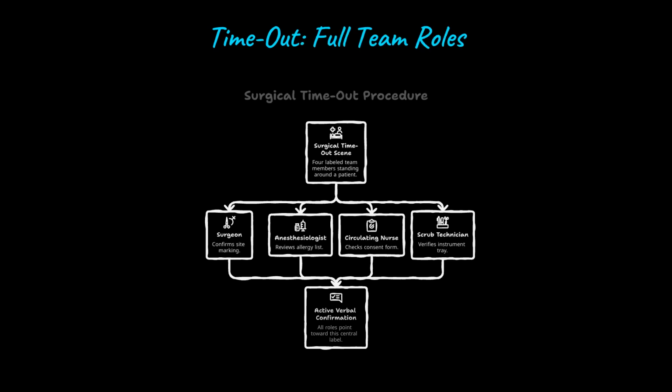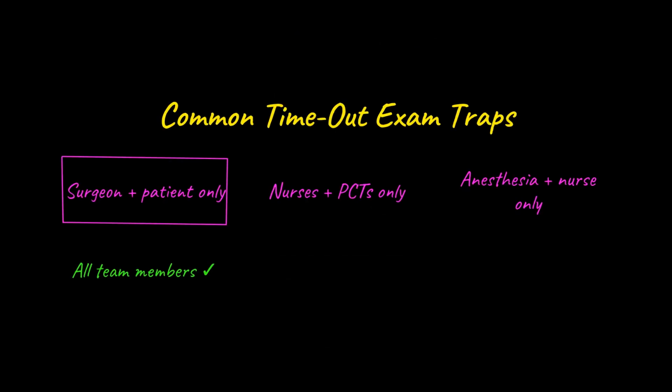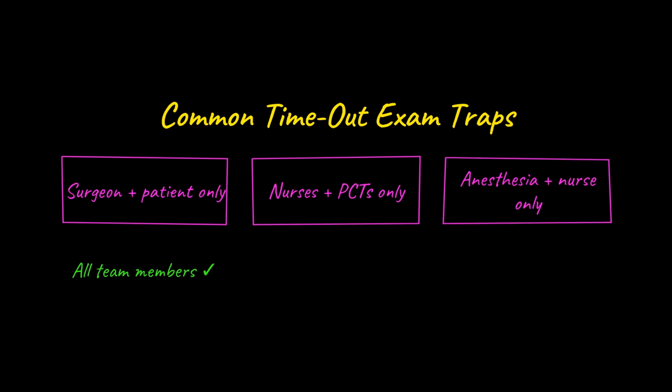Each discipline notices different things. The anesthesiologist may catch an allergy mismatch. The circulating nurse may spot a wrong site marking. And the scrub technician may notice the instrument tray is set up for the wrong side. No single person can catch every error, which is why all must participate. The most common exam trap is limiting participation to a subset of the team. Surgeon and patient only, nurses and PCTs only, or anesthesia and circulating nurse only. All miss required participants. Only active verbal confirmation by all team members present meets the Universal Protocol standard.